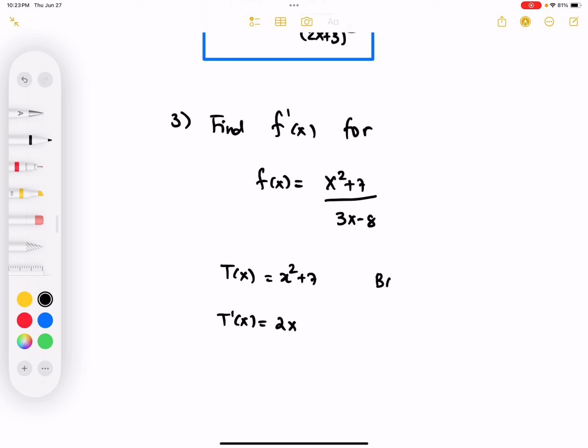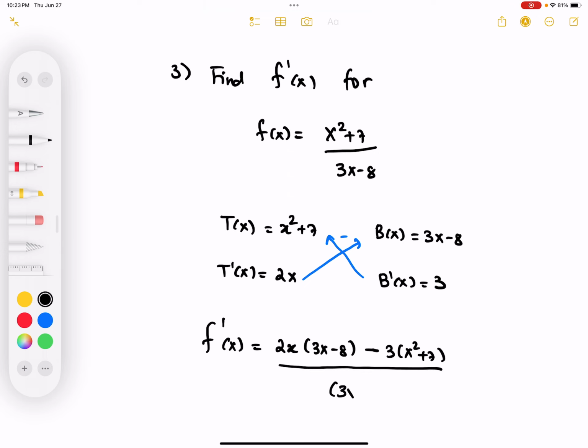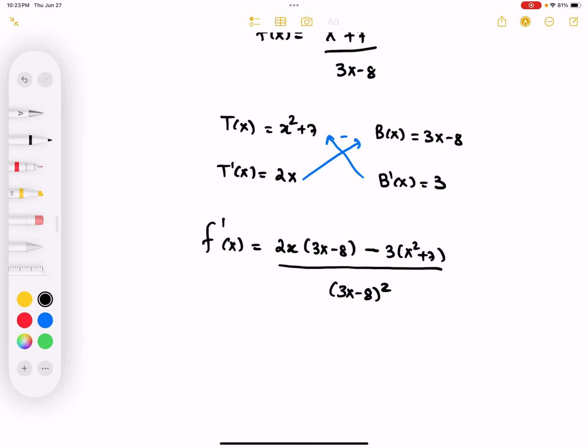The bottom function is 3x minus 8 and the derivative of this one is positive 3. Now multiply this one by this one, this one by this one, and minus, and square the bottom one. So f derivative at x is 2x multiplies 3x minus 8 minus 3 multiplies x squared plus 7, and divided by 3x minus 8 the whole square. You don't need to simplify the bottom one, but make sure to simplify the top.